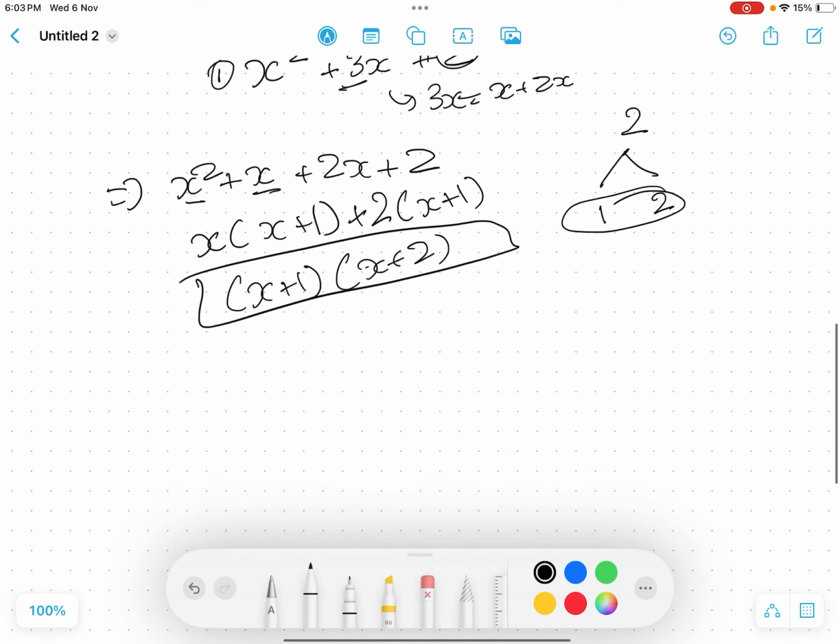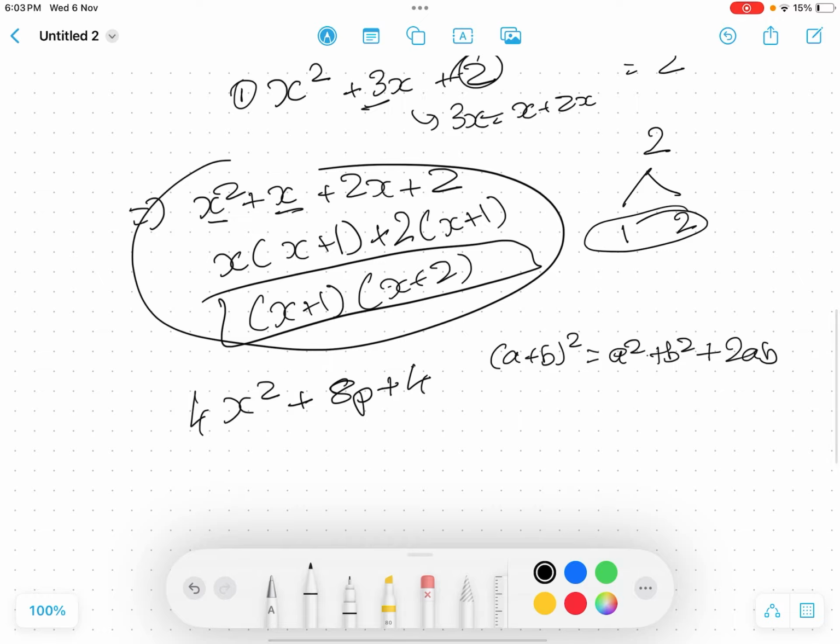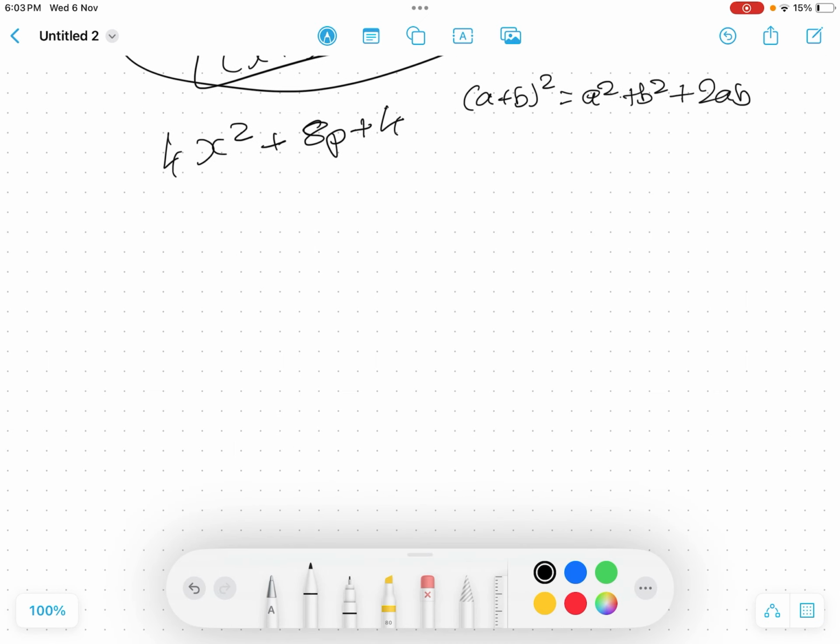Now there are other ways of factorization. Like, what if I give you 4x squared plus 8x plus 4? How are you going to do this? You can use the identity a plus b whole square equals a square plus b square plus 2ab. We're not going to go over many of these problems in this video because we're going to mainly focus on these types of problems. This is just an introduction, so you know what's happening here.